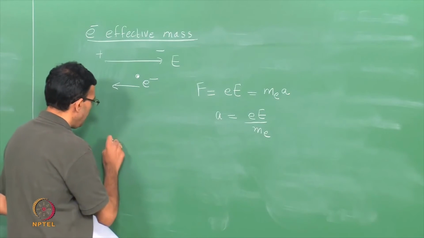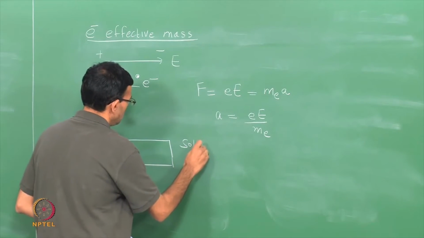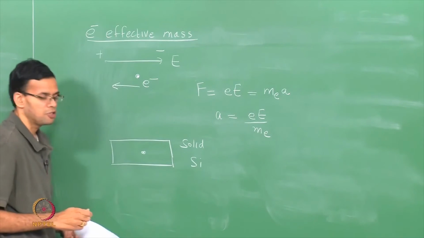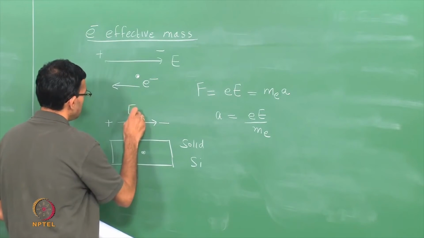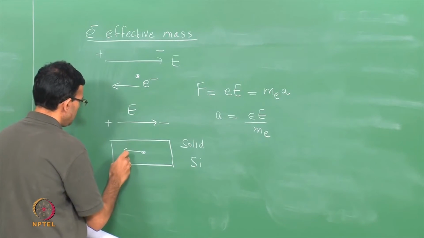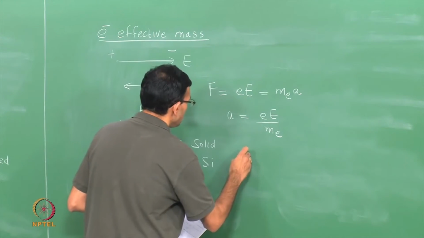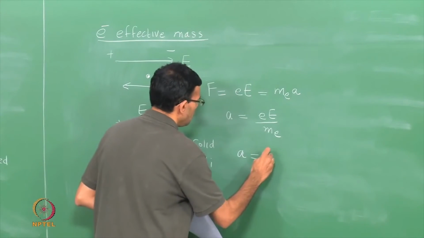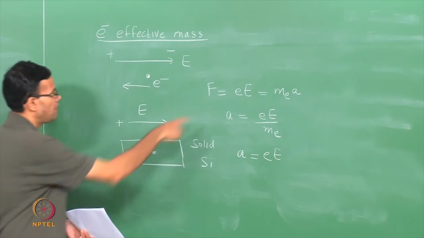What about an electron in a solid? Now, you have a solid. You can take this to be silicon. There is an electron here. Once again, you apply an electric field going from positive to negative. So, the electron will accelerate in the direction of the field. Now, if you try to write the acceleration of the electron, you have the term E e, which is the same as before.